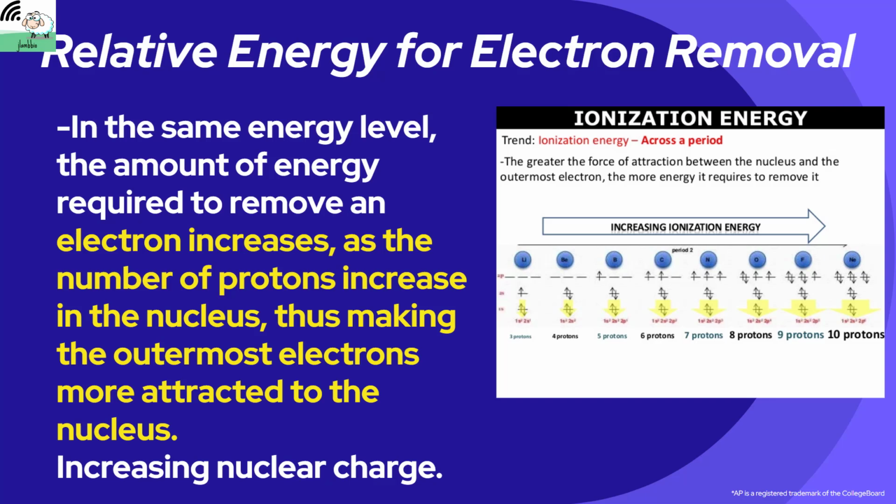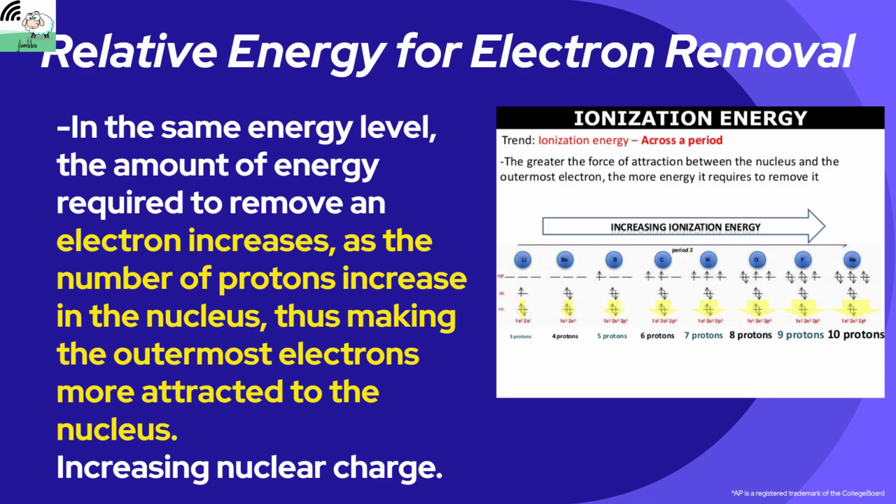And as a result, the outermost electrons become more attracted to the nucleus due to the increased magnitude of the charge of the nucleus going from left to right on the periodic table. Again, if I look at the diagram here on the right-hand side, we can see that the number of protons increases going from left to right. That means that those outermost valence electrons are going to be more attracted to the nucleus due to the increased magnitude of charge of the nucleus going left to right on the periodic table.